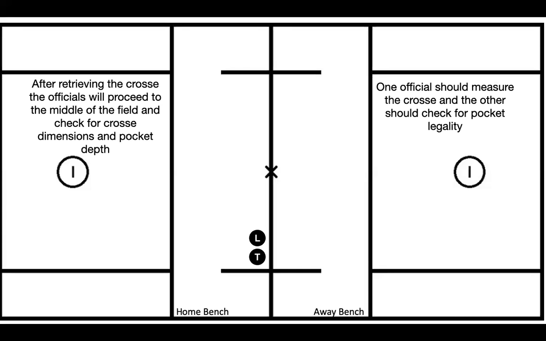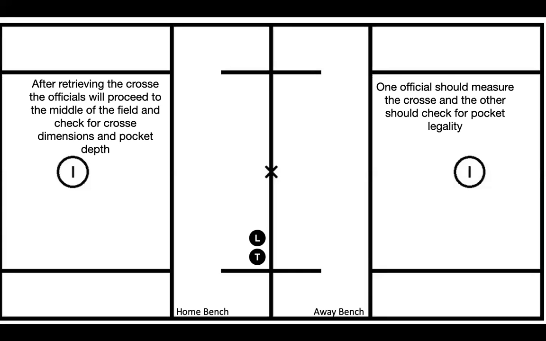One official should measure the cross and the other should check the pocket for legality. So in this instance, this is a two-man mechanic. I have it listed as LT, but in this instance, it's going to be RU. The referee is going to be the one doing all the measuring, and the umpire is going to be the one checking the ball depth.